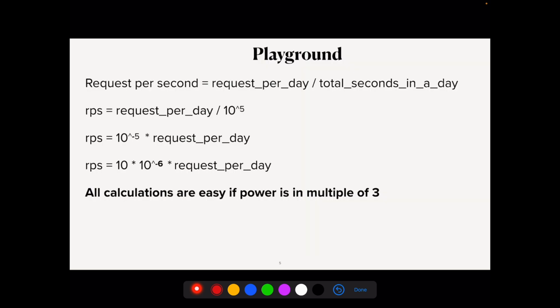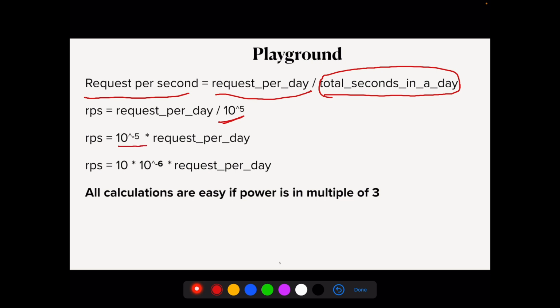So let's try to understand how I came up with that formula. If I have to calculate requests per second, what we usually do is take how many requests per day we are going to get, and then divide those requests per day by the number of seconds in a day, right? In our case, we have 10 to the power 5 seconds in one single day. So we are going to divide. Can we write it in this form? 10 to the power minus 5 into how many requests per day we are going to get, correct? Instead of dividing, we are just going to multiply.